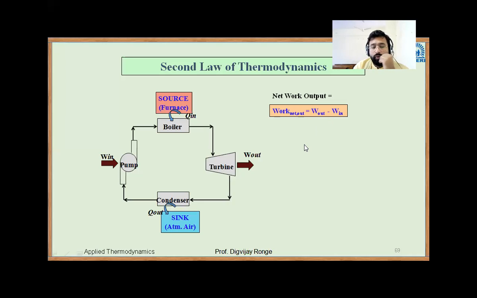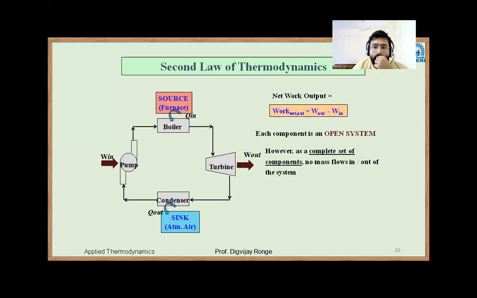Now here work output is work out minus work in. Work out is turbine work, work in is pump work. Each component is an open system, but for a complete set of components, no mass flows in or out of the system. Hence, it can be treated as a closed system. And in a closed system, the change in internal energy is zero. Total energy in the system is conserved. That is why the change in internal energy is zero.